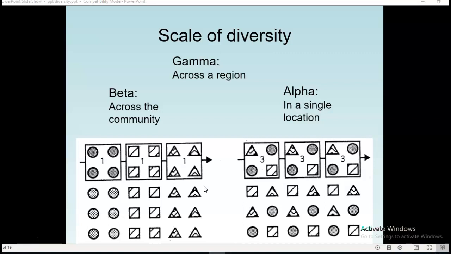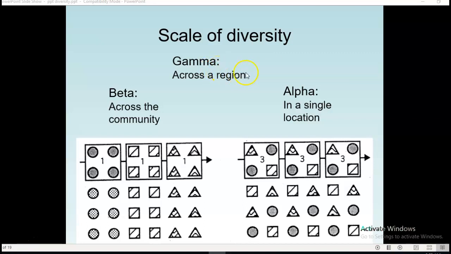To look at the scale of diversity, and this helps us understand a bit more the spatial, horizontal type of diversity, we look at gamma, beta, and alpha diversity. Gamma diversity is across a region, and that might be a more human-influenced region where there's pasture, wooded area, there might be brush on a slope. That means there's quite a bit of variation across an area.